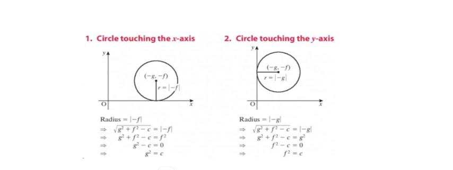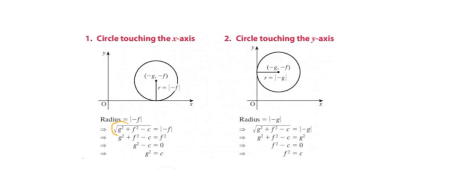And then the same thing really applies if it's touching the y-axis. Then it's the x coordinate, because it's how far along the x-axis the radius is. So the radius has to be the same thing as the x coordinate, so the absolute value of minus g. So that's what's going on here.